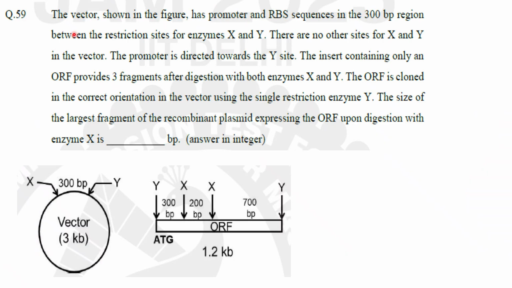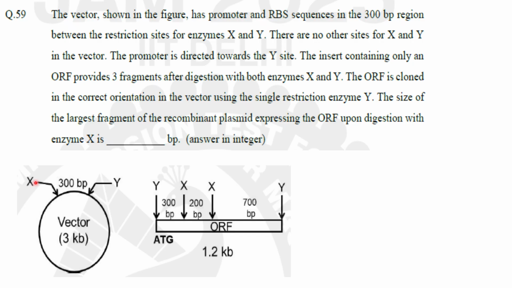Then the next one. The vector shown in the figure has a promoter and RBS sequence. We already discussed that the promoter and RBS sequence is for an expression vector. This is the 300 base pair region, having the promoter and the RBS, between the restriction sites for enzymes X and Y. X and Y are the restriction sites, and there are no other X and Y sites in the vector.